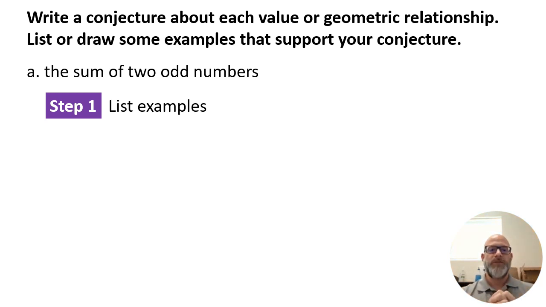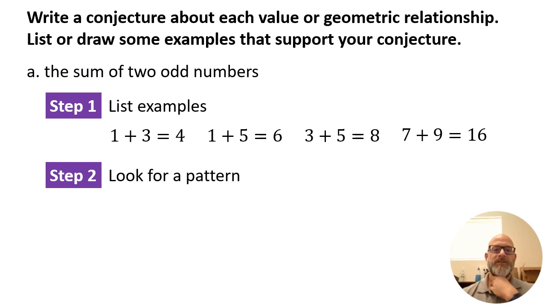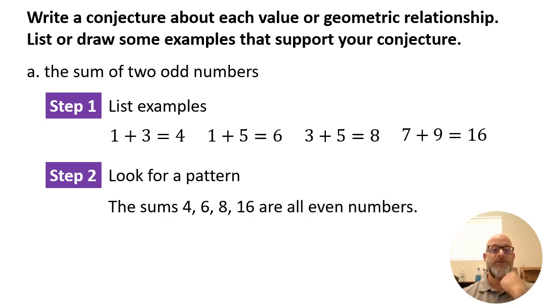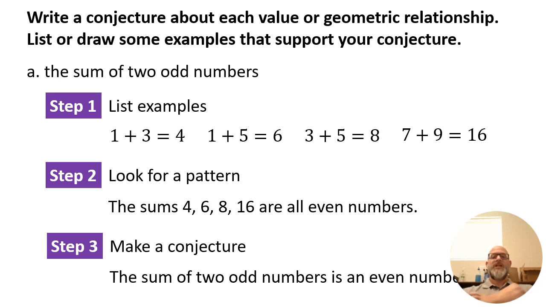All right, well, the sum of 2 odd numbers. That means take 2 odd numbers and add them together. Well, 1 plus 3 is 4, 1 plus 5 is 6, 3 plus 5 is 8, and 7 plus 9 is 16. Notice 1 and 3 are odd numbers. 1 and 5 are odd numbers. When I take their sum, what do I notice about all the sums there? See a pattern? Yeah, all the sums are even numbers. The sums 4, 6, 8, and 16 are all even numbers. Now I make a conjecture. What's my conjecture? The sum of 2 odd numbers is an even number.